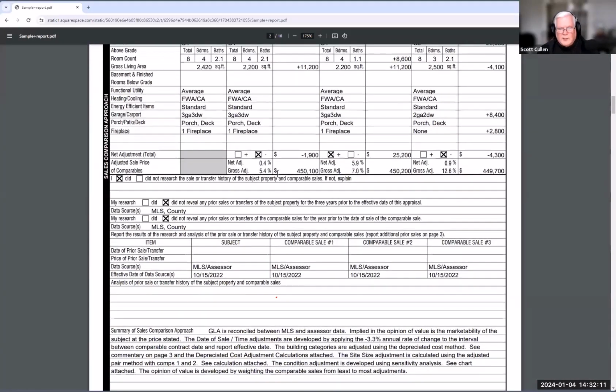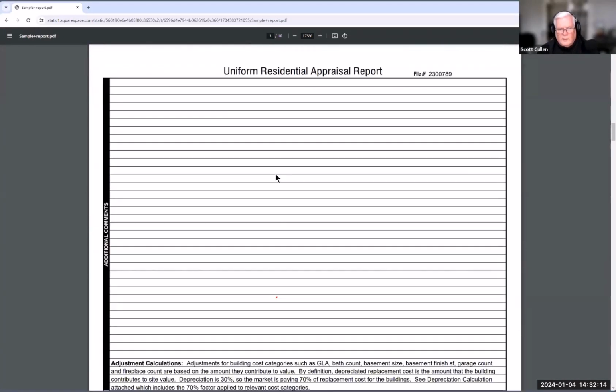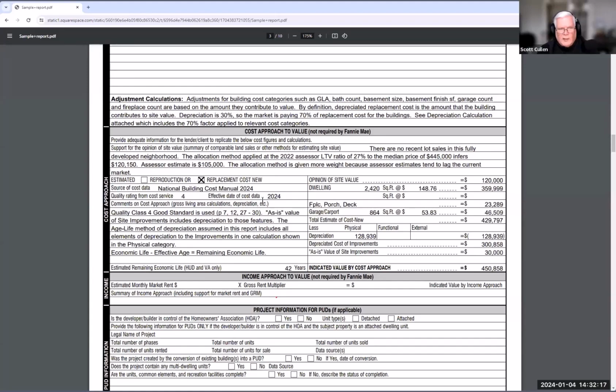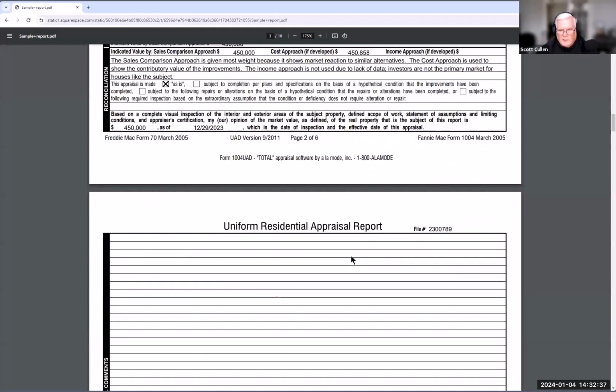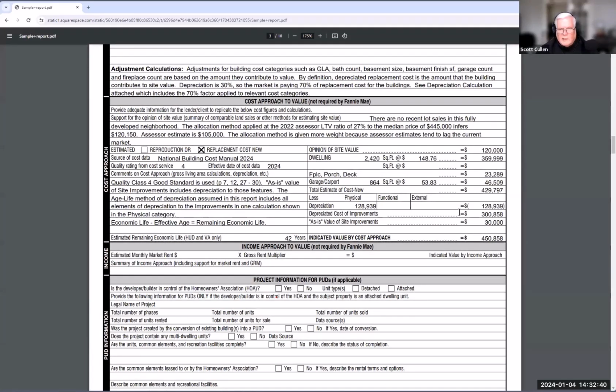This shows the finished product, so you can download that, take any of that wording that you would like. I think the key things are that in the reconciliation, we state that the cost approach is used to show the contributory value of the improvements. And remember, a contributory value of the improvements is the exact same thing as depreciated cost. There it is. Depreciated cost is 300. And the reason it's 300 is because 451 minus 30 minus 120 is 301.